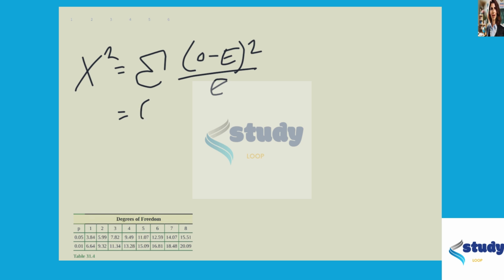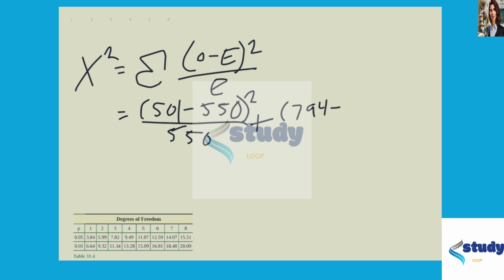So our observed was 501, and we calculated our expected to be 550. Square that and divide it by the expected, so it's by 550. Right, and we do the same thing for all of them. So then we get 794 observed minus the 762. Square that and divide by 794. Okay, and then we have one more piece to add on.